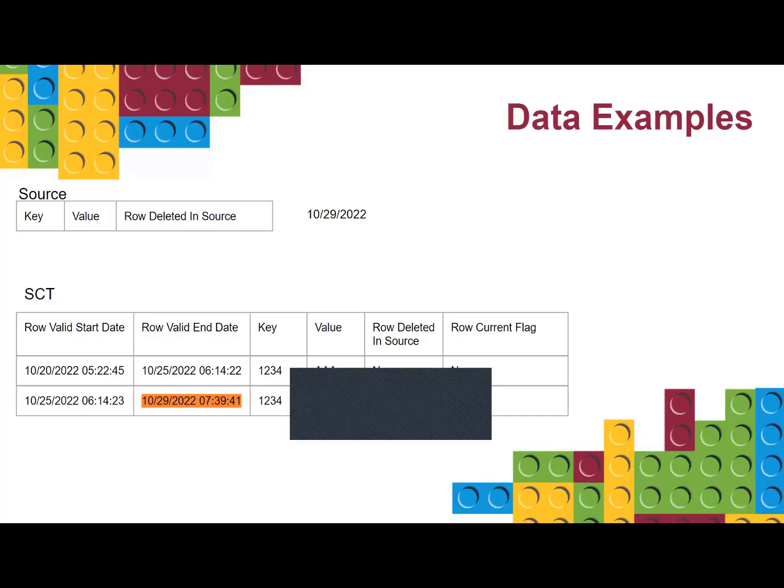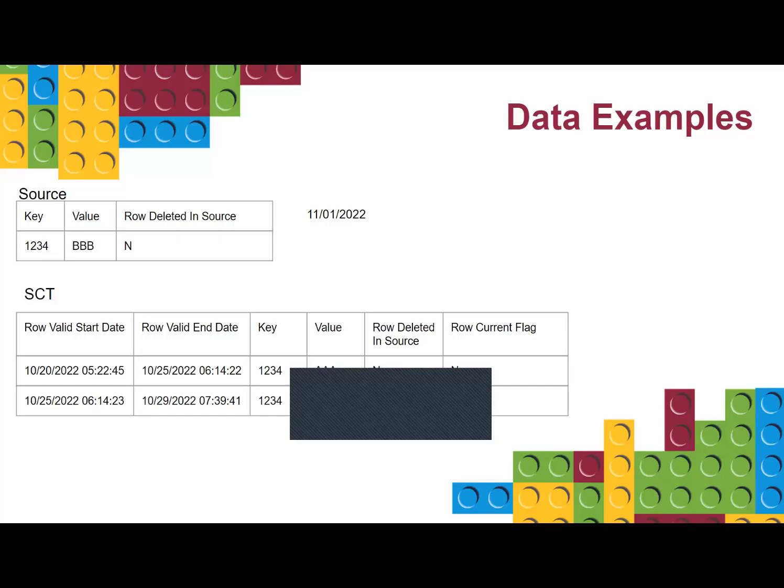Do note that the row current flag stays yes, because that is still the latest and greatest information you have. It's just been deleted in the source. And then on November 1st, the data comes back. And nothing's changed. It was just added back, and we do often see this. So it is a valid example.